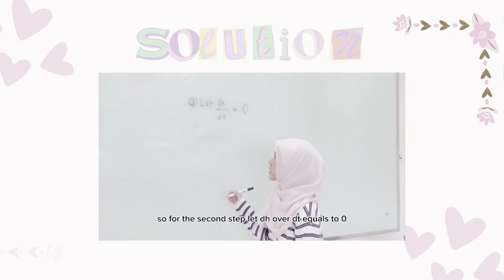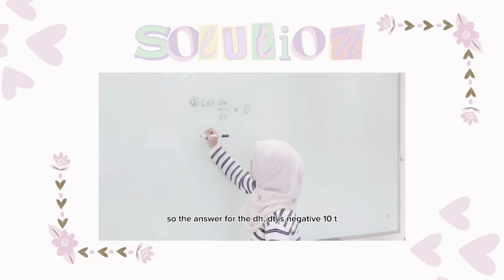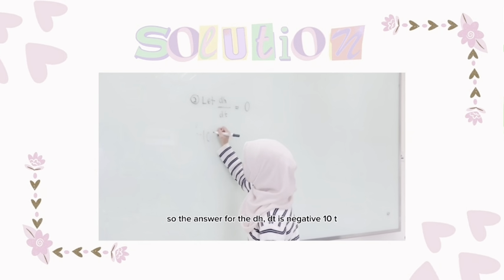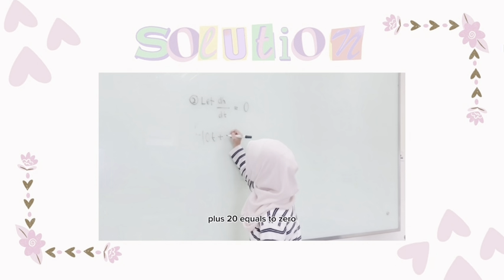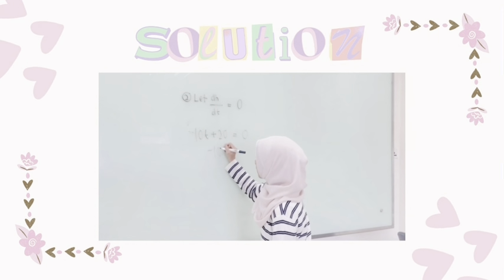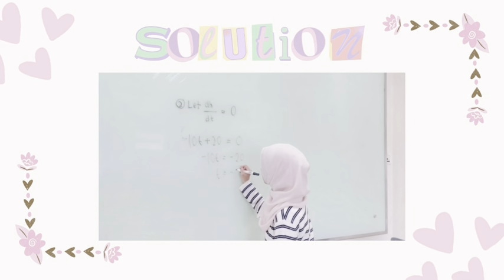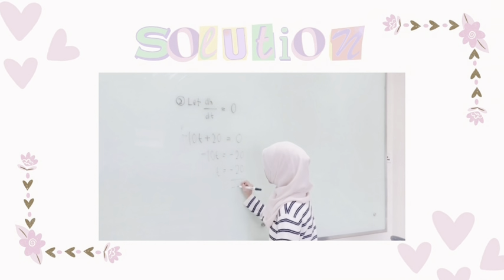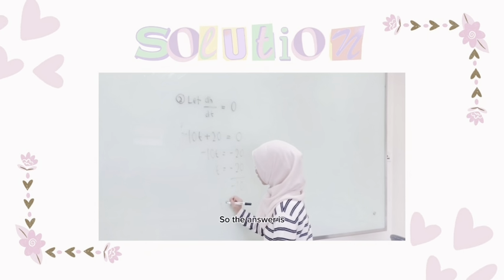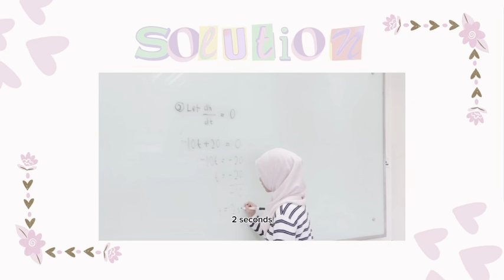So for the second step, let dh over dt equal 0. So the equation for h'(t) is negative 10t plus 20 equals 0. Solving, t equals 2. So the answer is 2 seconds.